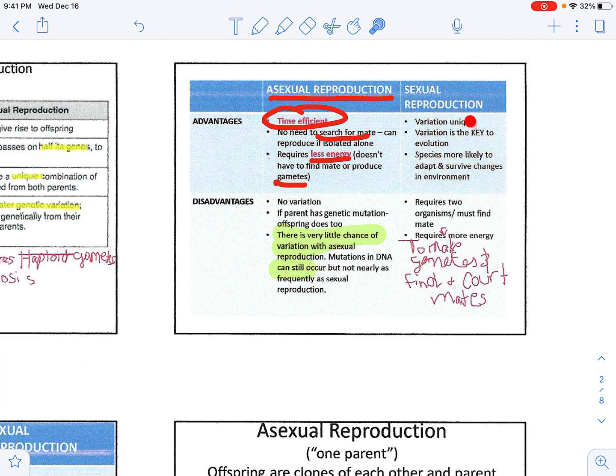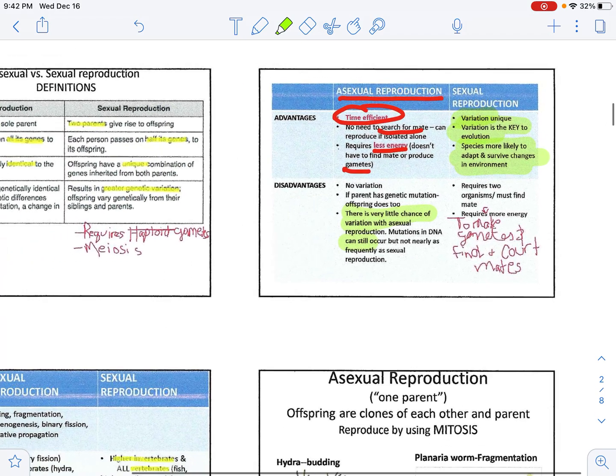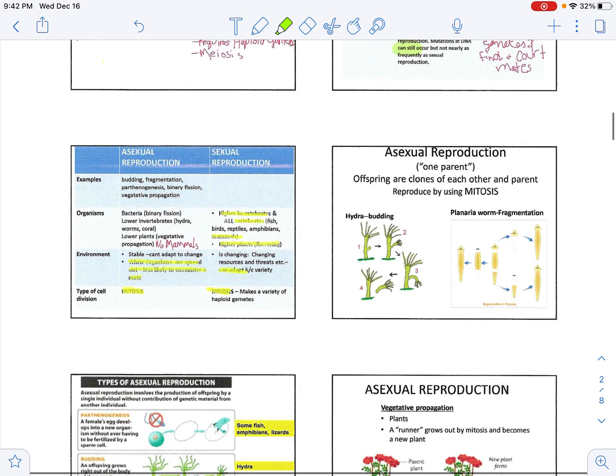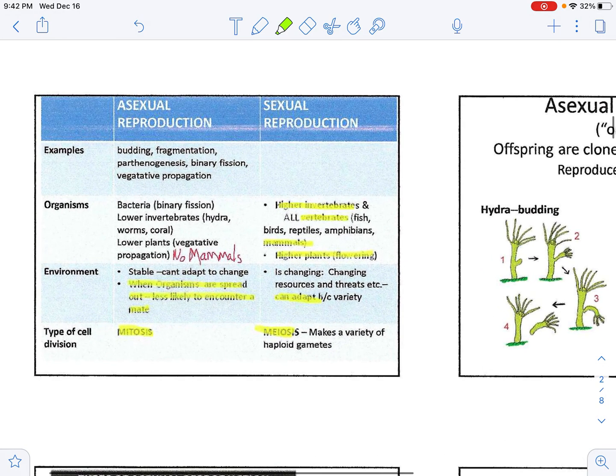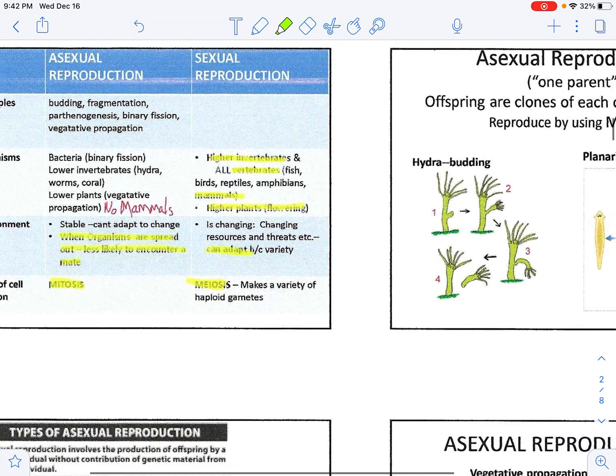In sexual reproduction, we'll notice that most of the advantages have to do with variation, okay? Variation is the key to evolution, and species are more likely to adapt and change to their environment. So that's the main thing. So make sure you read through all of these. These just give you examples of what kind of living things do sexual versus asexual. I'm not going to go through that. It's all in the notes.